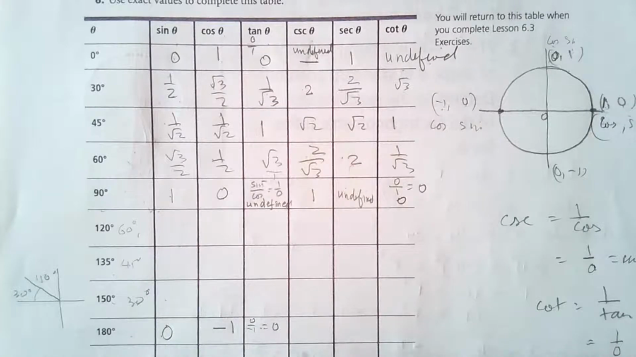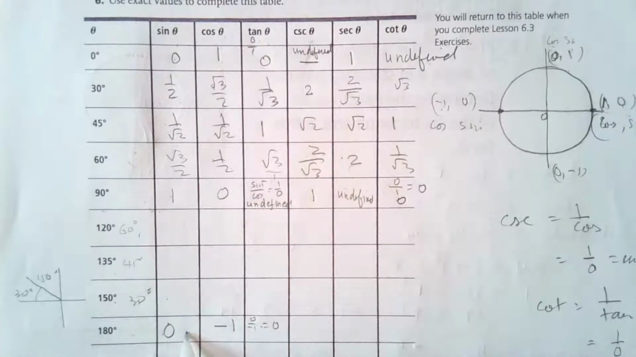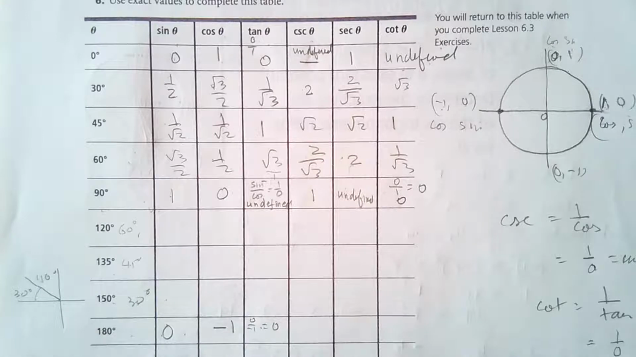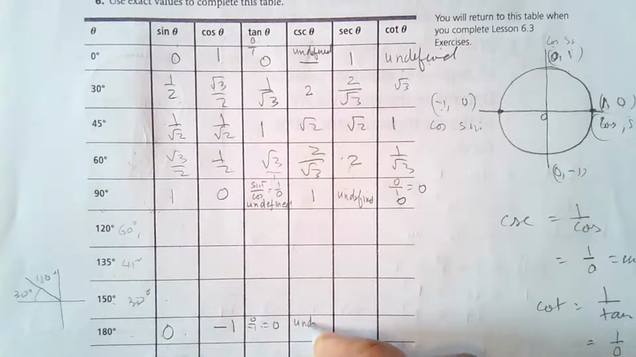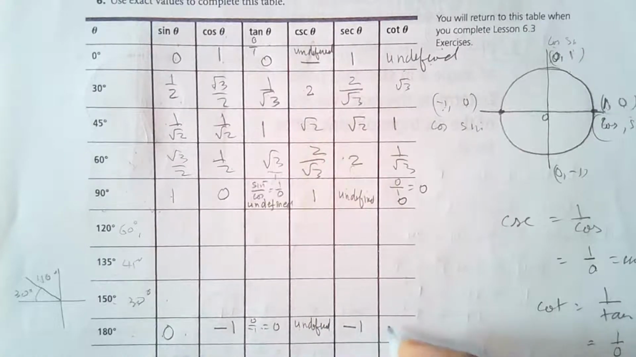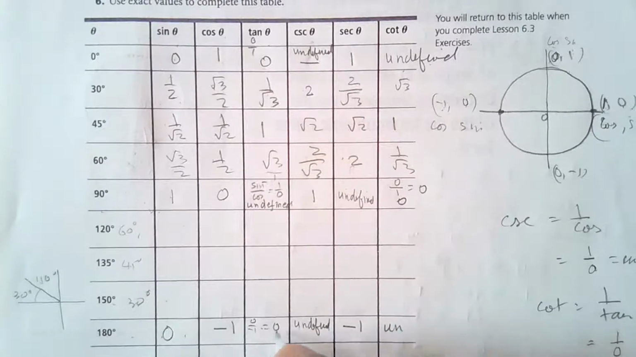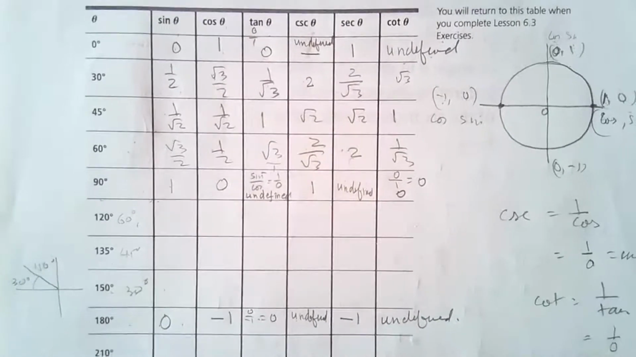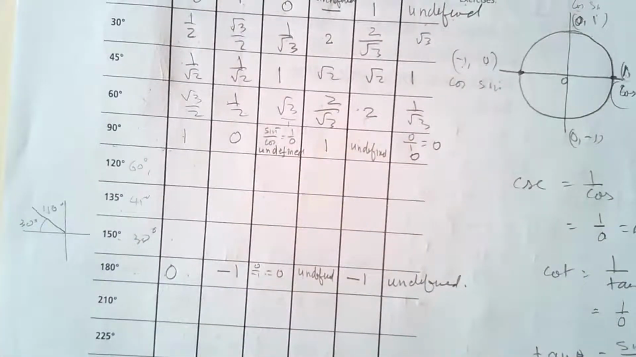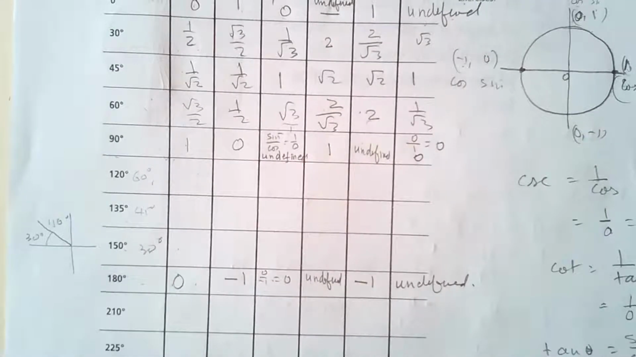Now, cosecant is the inverse. You cannot divide by 0 in this case here, right? So this will be undefined. Let's put undefined here. This will be -1, and also this will be undefined. Cotangent, you cannot divide by 0. So try and complete this and test yourself, and then compare it with the answers on the blog.